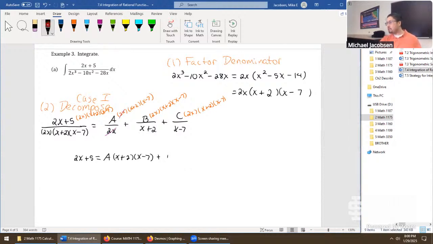Then plus b. New cancellation over here is x plus 2 going this way. So we would just have 2x, x minus 7 surviving. Then last is x minus 7 canceling here. So we have plus c times 2x, x plus 2. So that's our brand new equation that we must solve. Any questions so far, folks, to this stage?